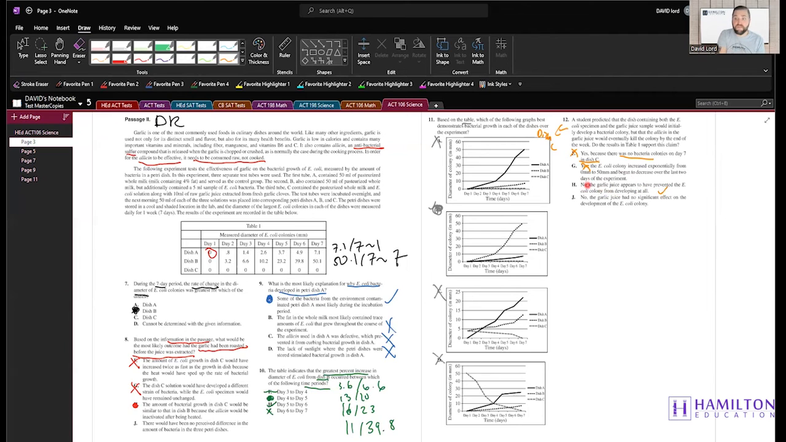That sounds pretty good. We have the no, and the fact that it did not grow at all, and also it appears to have prevented it. And J, no, the garlic juice has no significant effects on the development. Well, it definitely did, because there were no bacterial growth or colonies in here. So number 12 is kind of tricky. If you fell for F, that's because the second half of it sounds pretty true, but you need to make sure to consider both parts, the beginning and the end. And that does it for passage 2.